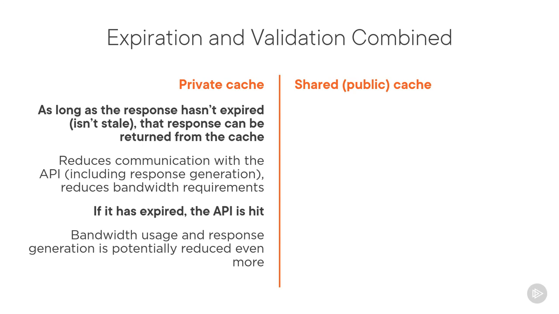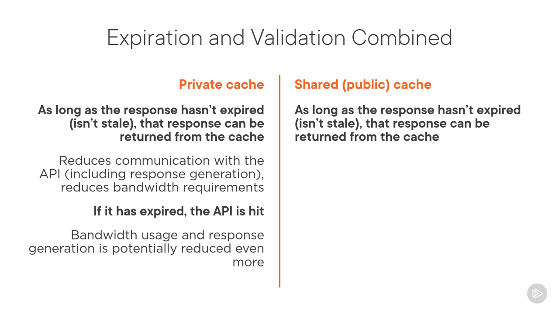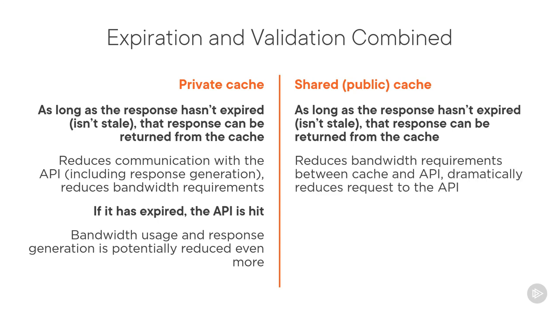If the cache is shared, the cached response is used as long as it hasn't expired. This doesn't reduce bandwidth between client and cache, but it does result in bandwidth reduction between cache and API, and it dramatically reduces the amount of requests to the API. A lot more than a private cache, as this one is shared across potentially unlimited client instances.